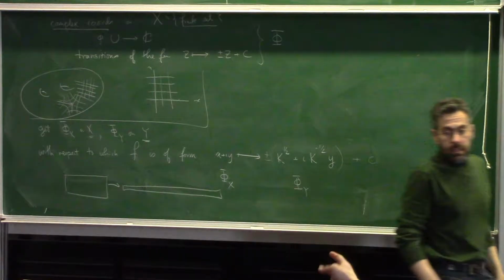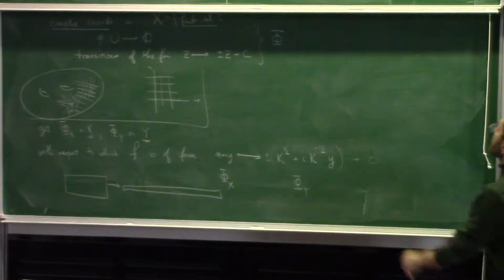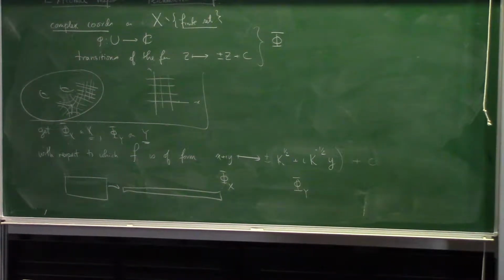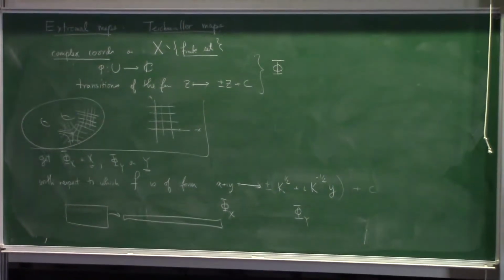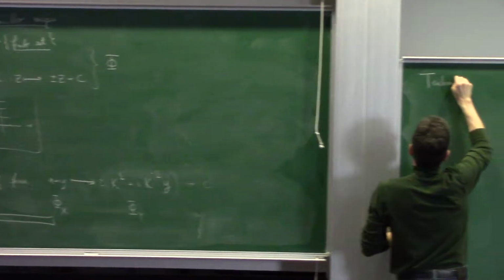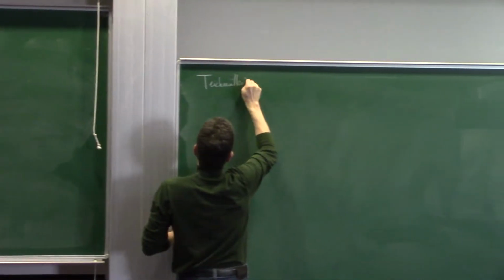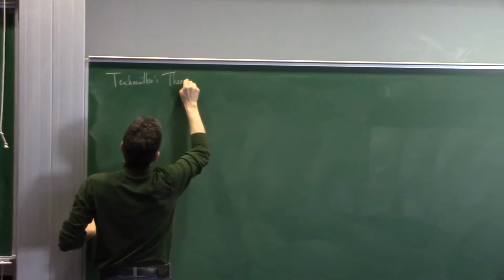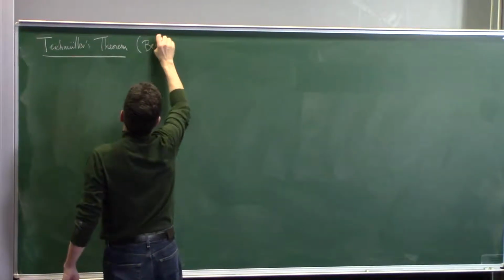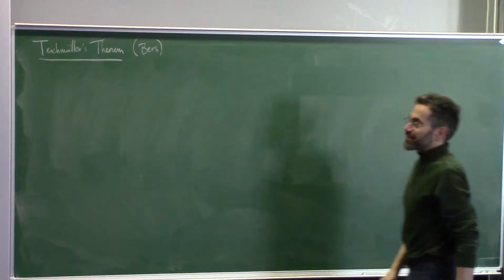Yeah. Okay. All right, so that's what a Teichmüller map is. And Teichmüller's theorem says that these exist. I'm going to take a political stance here and attribute it to bears. It's there.